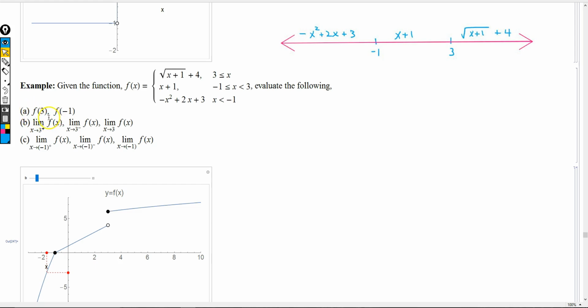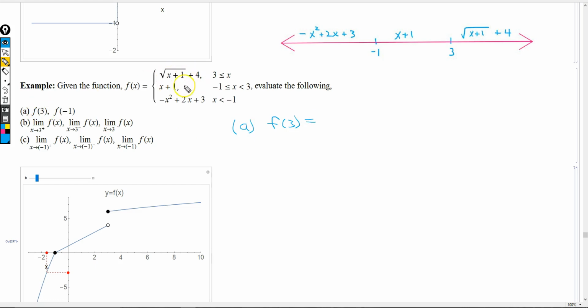Now we have three parts here we want to answer. First of all, what's f of 3 and f of negative 1? That's just making sure that you know where to put these numbers, 3 and negative 1, into this function. What piece do you put them into? Alright, so let's do part A first. And by the way, I recommend that you pause the video and try this one on your own. So assuming you've done that, let's take a look at part A.